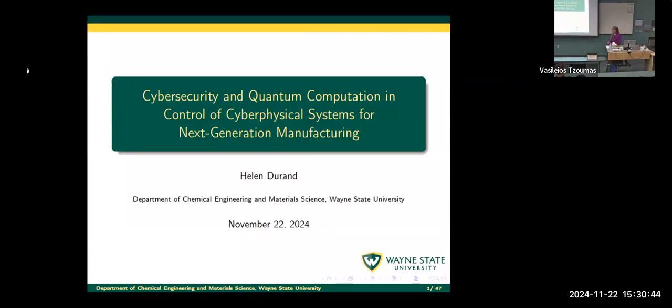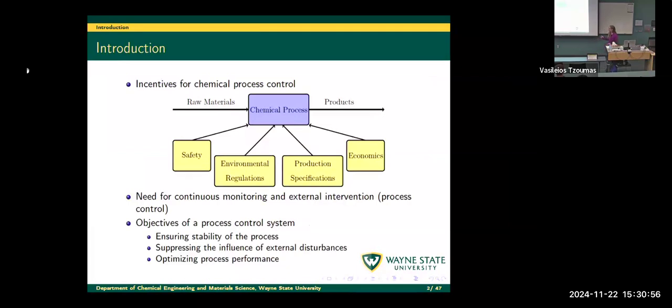Thank you very much. I'm very excited to be here today, and I'll be presenting our group's work related to cybersecurity and quantum computation for control of cyber-physical systems for next-generation manufacturing. I'm going to start off by talking about why we use process control in chemicals manufacturing. When we have our chemical process, which is our chemical manufacturing plant, it's supposed to convert raw materials into products. When we do this, we have a lot of objectives: doing this safely, meeting the environmental regulations, meeting the product specifications, and making a profit.